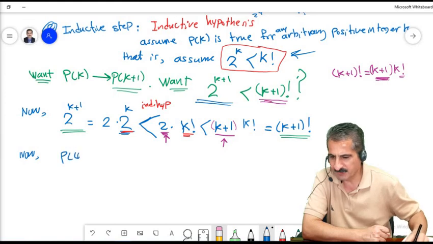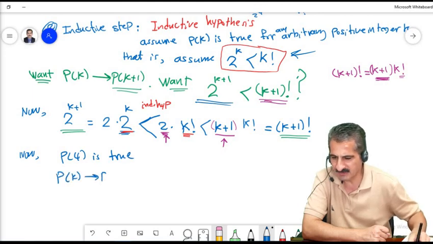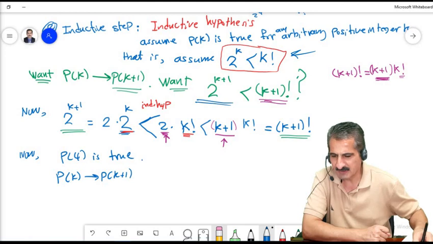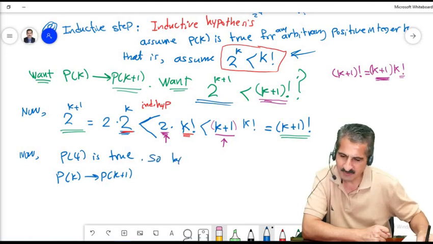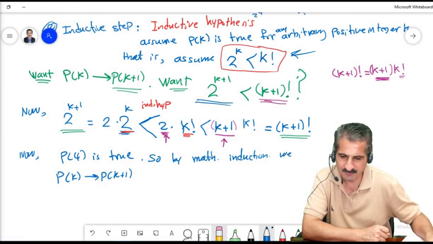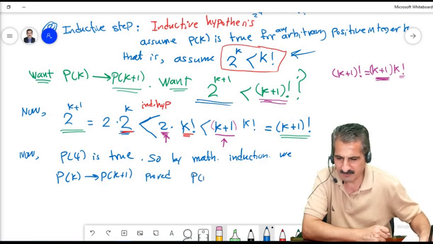So we will write now P of 4 is true, and we showed that P of k gives P of k plus 1, and then we will write, so by mathematical induction, you have to write it completely, we proved P of n for n greater than or equal to 4, and n is a positive integer.